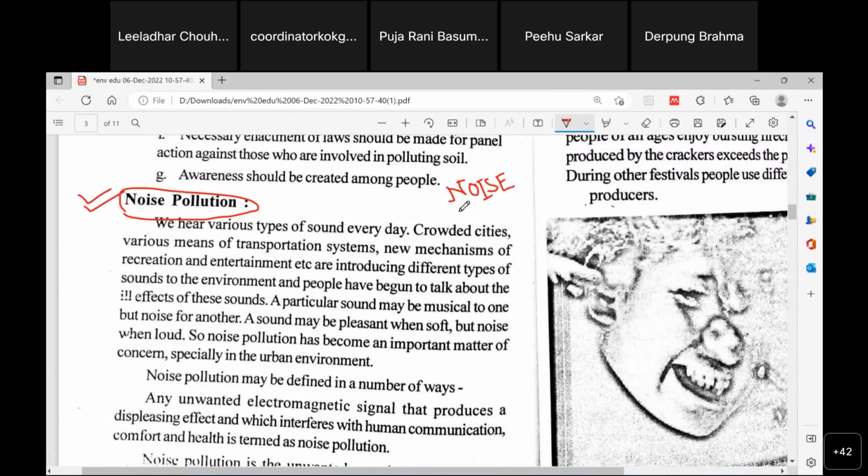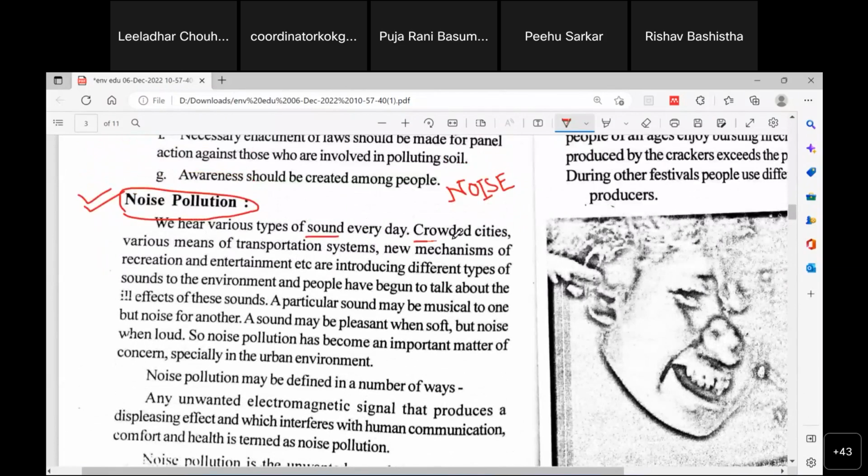And we have seen how much noise there can be during festivals like Diwali, or in a marketplace. We are familiar with the aspect of noise. So noise is related to sound. It is also known as sound pollution. In some cases, it will be called sound pollution. Crowded cities, transportation systems, new mechanisms of recreation and entertainment. Crowded cities.